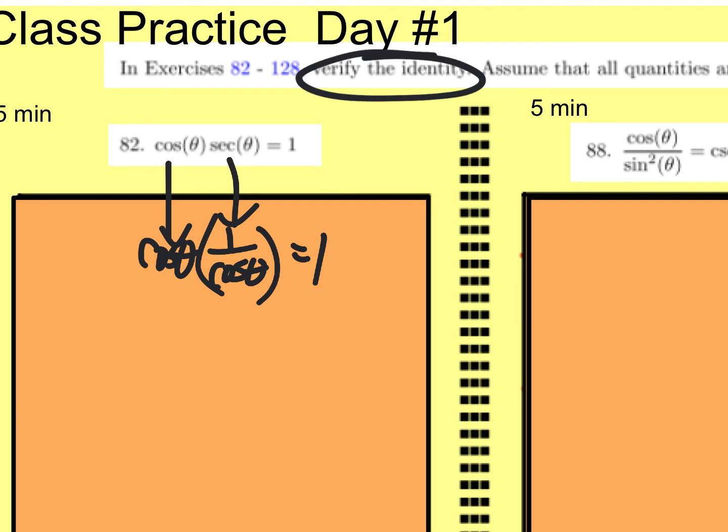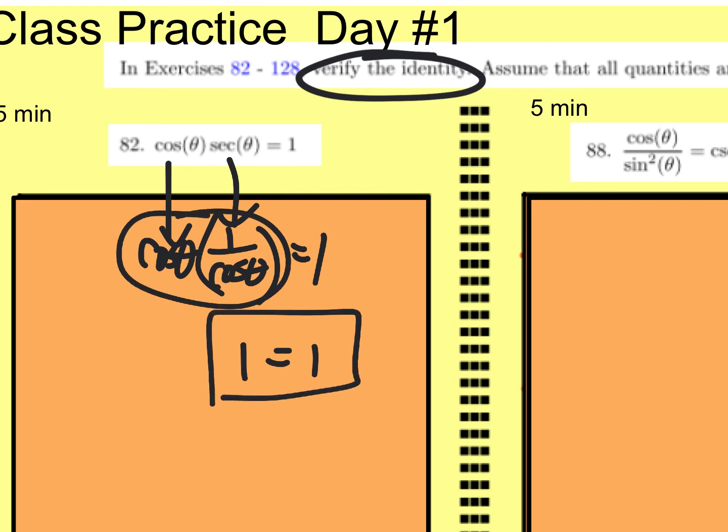And what's that equal to? You're not done until it's a fact. 1 equals 1. That was 1. So now 1 equals 1. I proved it. One of your sides needs to stay exactly the same. Notice I never changed the 1. And if you can manipulate the other side until it eventually turns into a 1, then you've proved it.